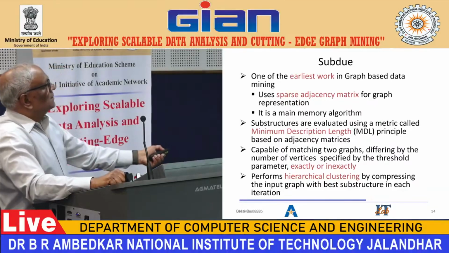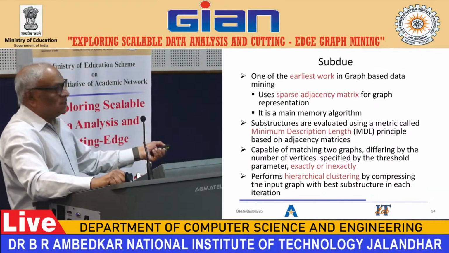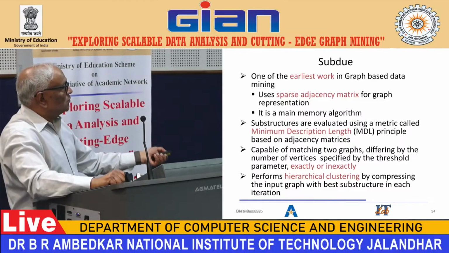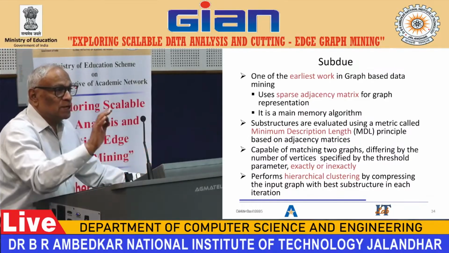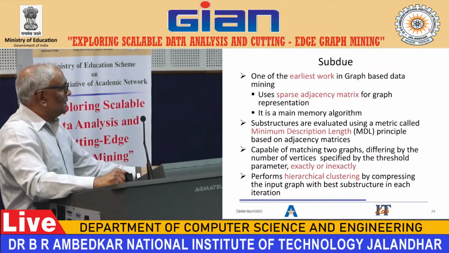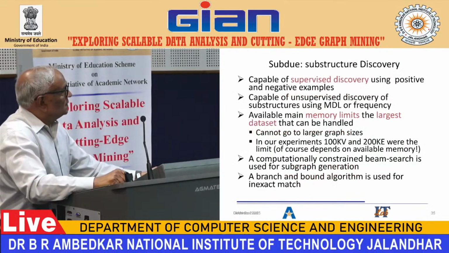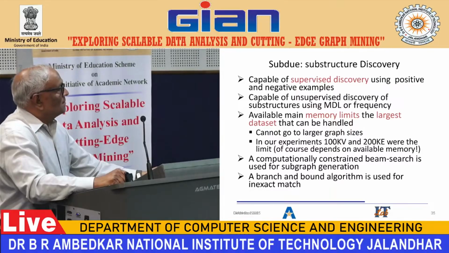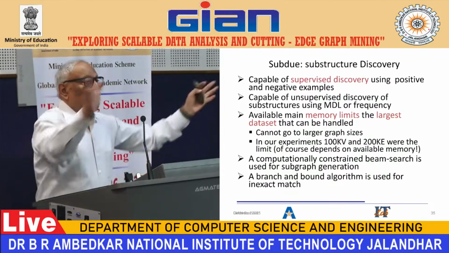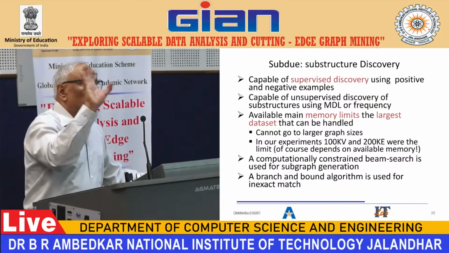One of the earliest works in graph-based data mining is Subdue. It uses a sparse adjacency matrix. It's a main memory algorithm. Substructures are evaluated using what is called the minimum description length principle I told you about, which compresses a graph. It is capable of matching two graphs, exactly and inexactly, and performs hierarchical clustering. This can do supervised and also unsupervised learning, but the only problem is that it is a main memory algorithm, which means you have to load the entire graph into memory, into a data structure, and then compute it. This makes it not scalable.